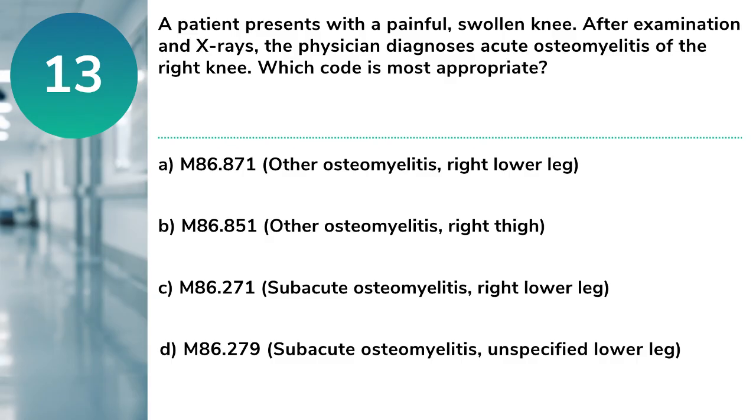Question 13. A patient presents with a painful, swollen knee. After examination and X-rays, the physician diagnoses acute osteomyelitis of the right knee. Which code is most appropriate? A. M86.871, other osteomyelitis, right lower leg. B. M86.851, other osteomyelitis, right thigh. C. M86.271, subacute osteomyelitis, right lower leg. D. M86.279, subacute osteomyelitis, unspecified lower leg.